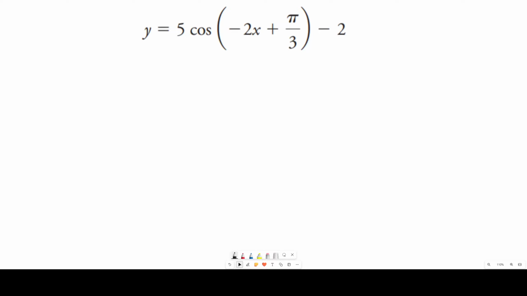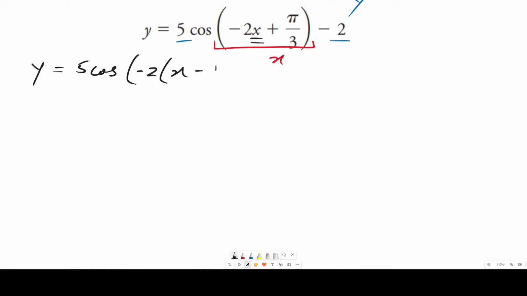So one thing you have to remember is whatever is happening inside the cos function over here will be happening to the x values. Whatever is happening outside, so the 5 and the negative 2, will be happening to the y values. Okay, so first step is you have to make sure that the coefficient of x is positive 1. So it's not positive 1 here, so we will take negative 2 common, or we'll force negative 2 to come outside. So y is equal to 5 cos of minus 2 x minus pi over 6, and this becomes minus 2.